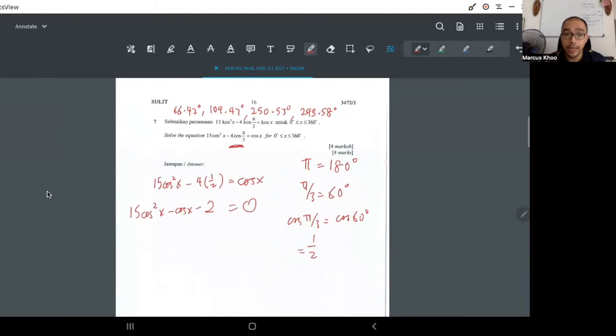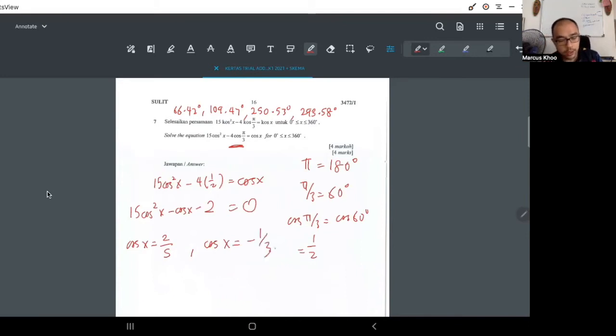Okay, and this is where you can EQN. When you EQN this, you will get 2 values of cos. I think I'm just going to show you until the 2 values now. So you will get cos x equals 2 over 5 and cos x equals -1 over 3.